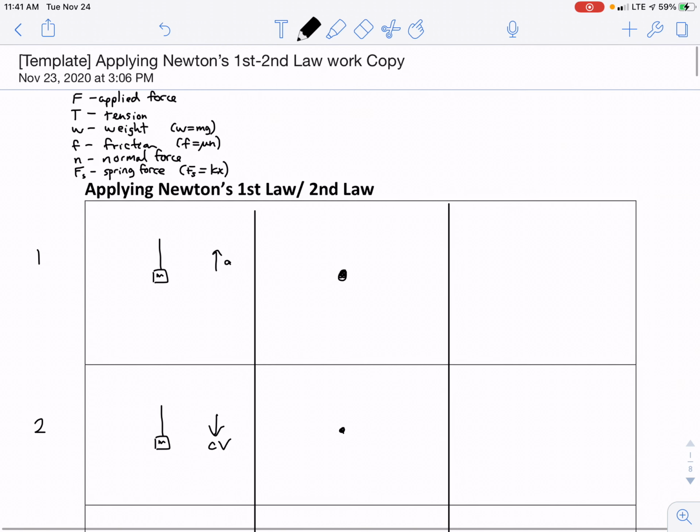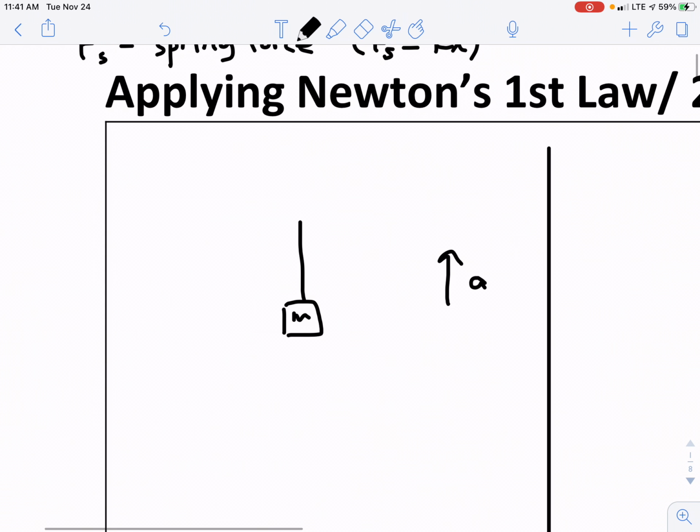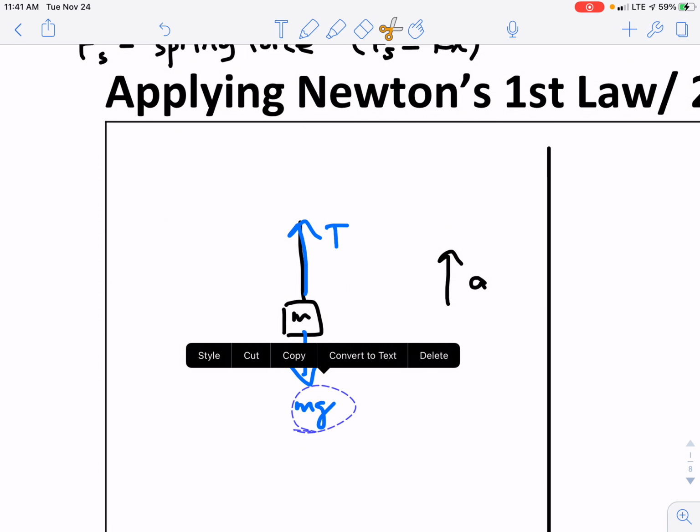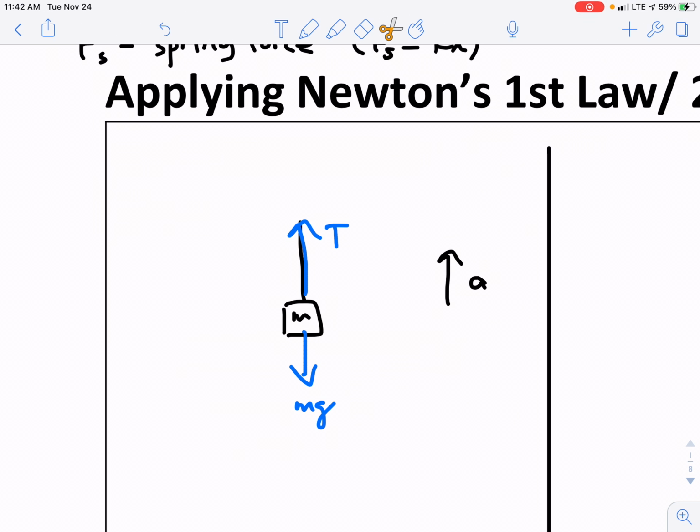In number one, the mass was accelerating upwards. The only forces at work in this problem would be the tension going up and the weight going down. That would be good. Now you can write weight equals mg. Some students like to write Fg for gravitational force equals mg, or you could just simply write mg. That would be fine too. I tend to write it this way more often than not.